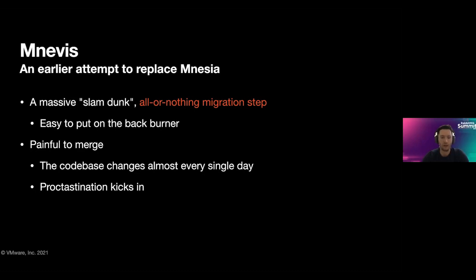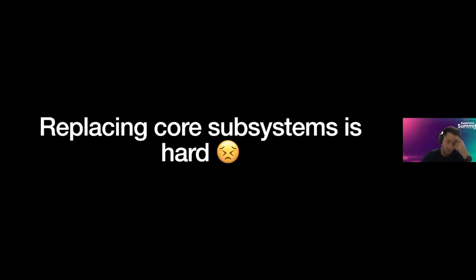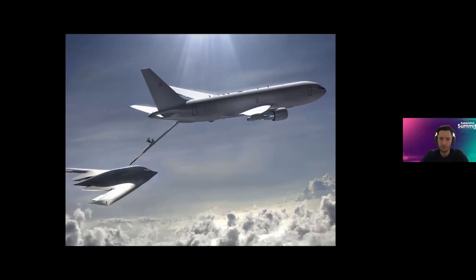But if you don't do that, then all other changes to the code base become a moving target that the one or two engineers working on integrating something like Mnevis cannot possibly keep up with. So yeah, replacing one of the key subsystems in a data service is apparently not particularly easy. It's a bit like refueling your airplane mid-flight, or even repairing it, to be honest. It's borderline impossible for certain products.